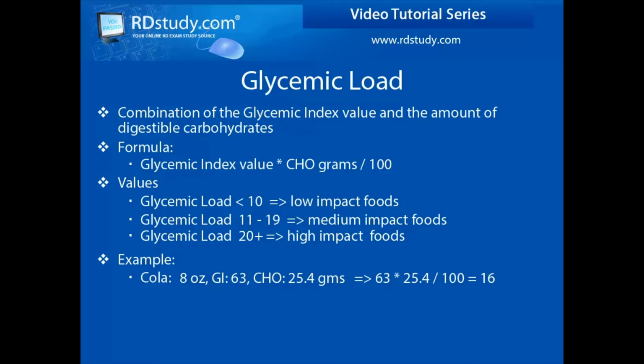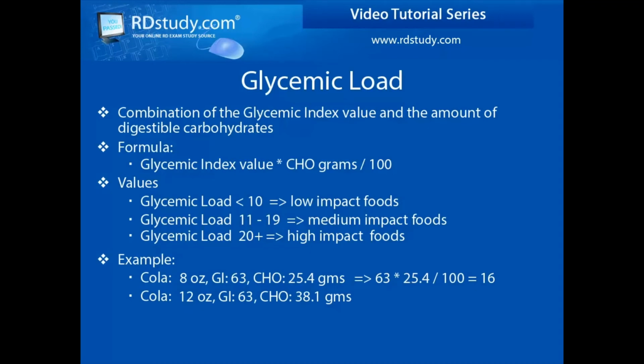But now, take that same cola beverage, but this time instead of an 8-ounce serving, turn it into a 12-ounce serving size. The glycemic index value stays at 63 because the types of carbohydrates do not change. But because the amount of carbohydrates change in the larger serving size, the glycemic load will be different.